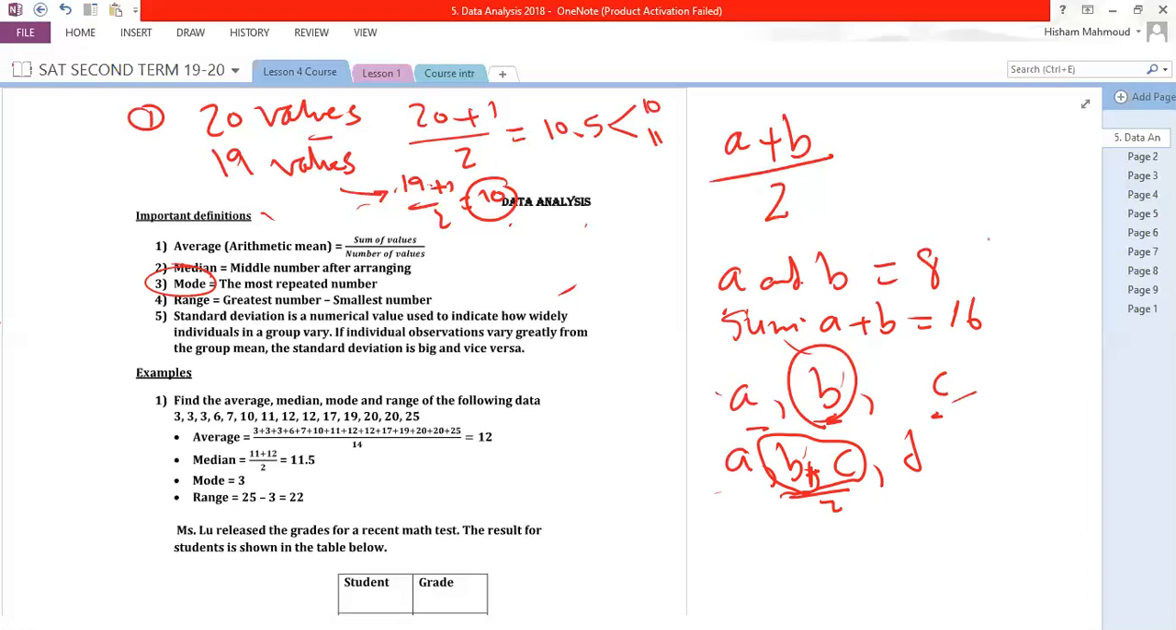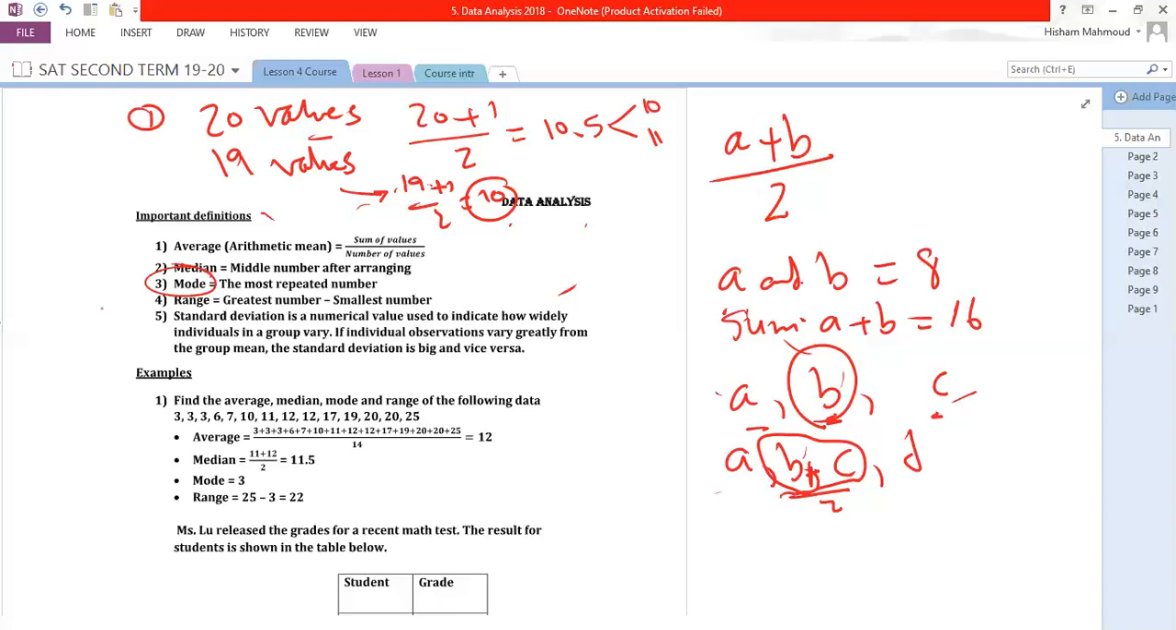Range is to find the range between two values. I'm subtracting the greatest value minus the smallest value. Is it clear? Yes. Standard deviation is a numerical value used to indicate how widely individuals in a group vary. If individual observations vary greatly from the group mean, the standard deviation is big, and vice versa.